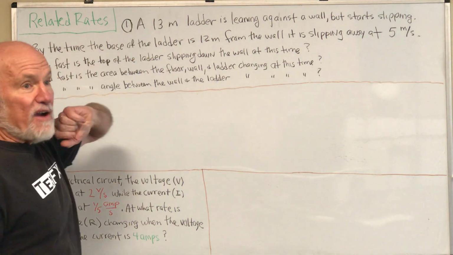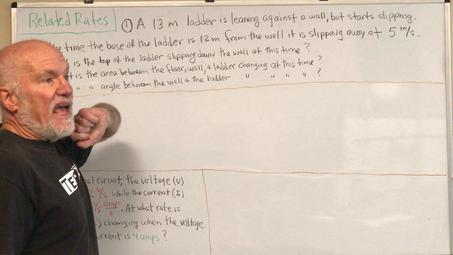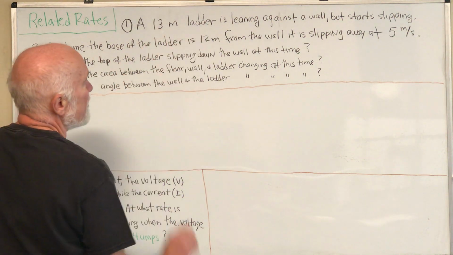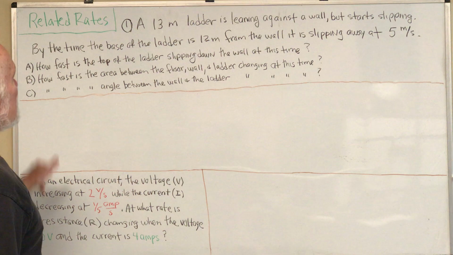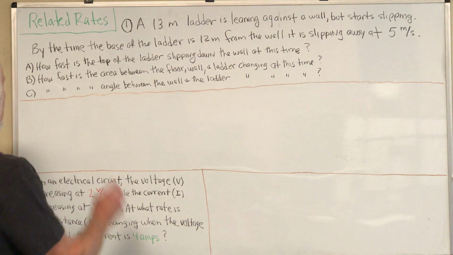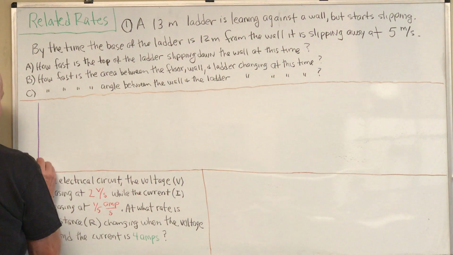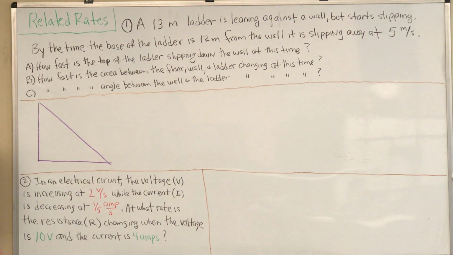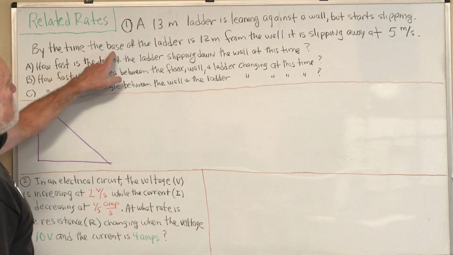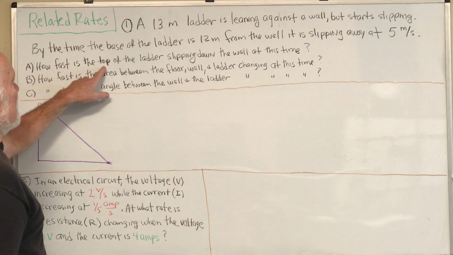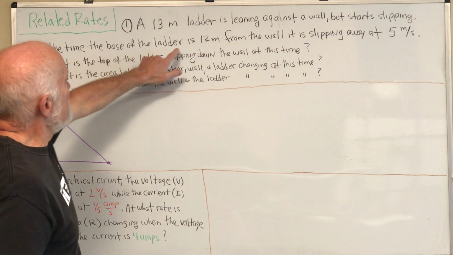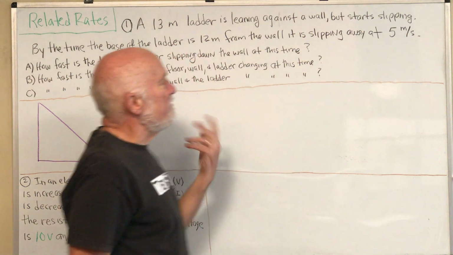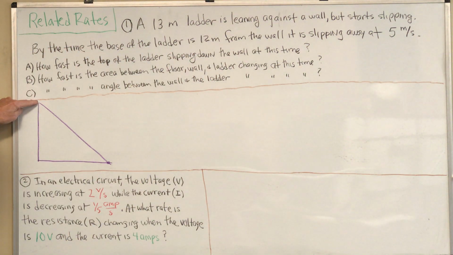So, just about every calculus book you could ever pick up has the sliding ladder problem in this chapter. So we have a 13-meter ladder leaning against a wall, but it starts slipping. Often a picture is really helpful in these. So if I make my wall and I put in my ladder, and this ladder is slipping out, so that the base of the ladder right here is, by the time the base is 12 meters from the wall, slipping away at the rate of 5 meters per second.